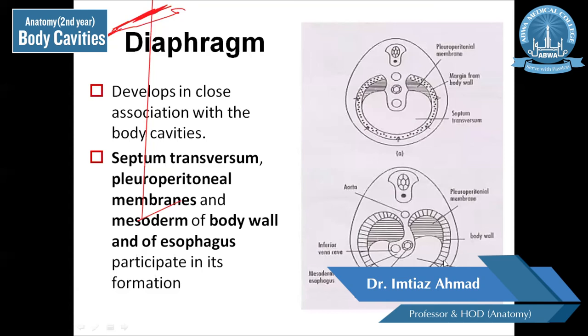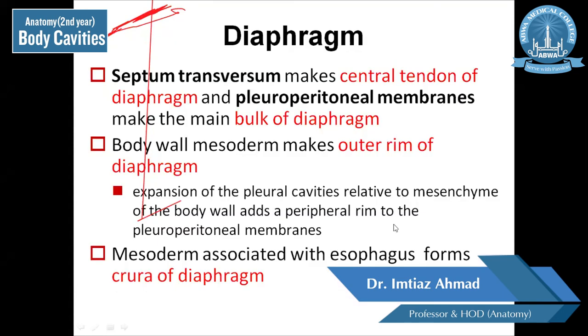This is the body wall. This is the septum transversum, and these are the pleuroperitoneal membranes. Septum transversum makes the central tendon of the diaphragm. And the pleuroperitoneal membranes, they make the main bulk of the diaphragm. The body wall makes the outer rim of the diaphragm. Mesoderm associated with the esophagus, that forms the crura of the diaphragm.